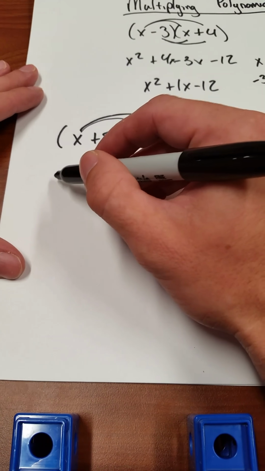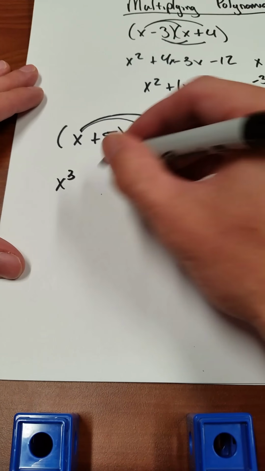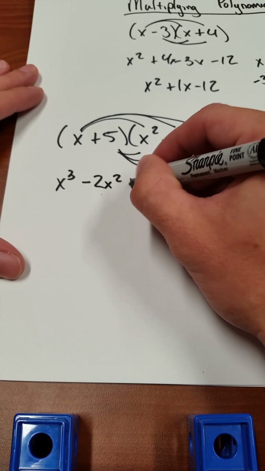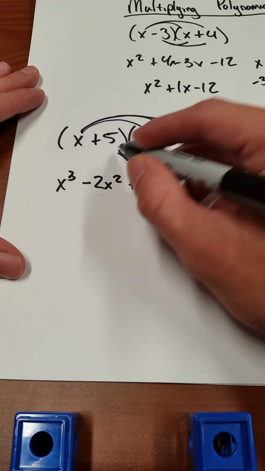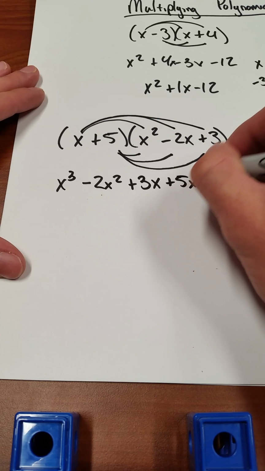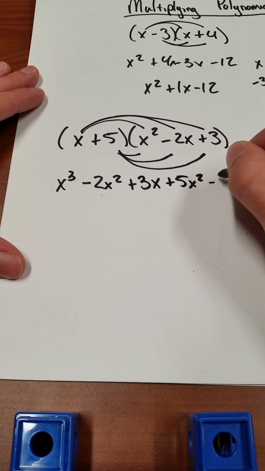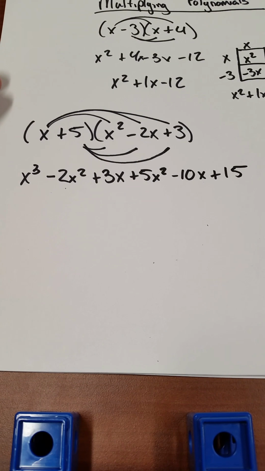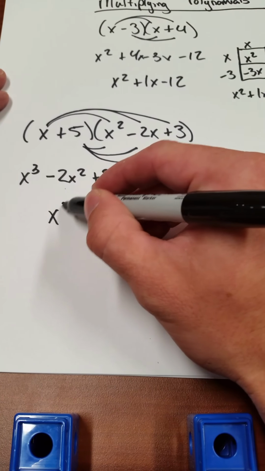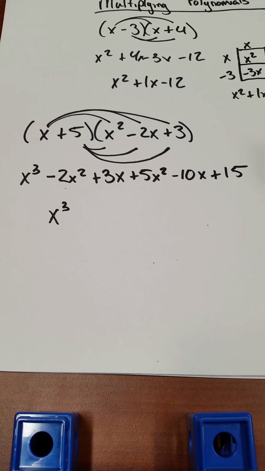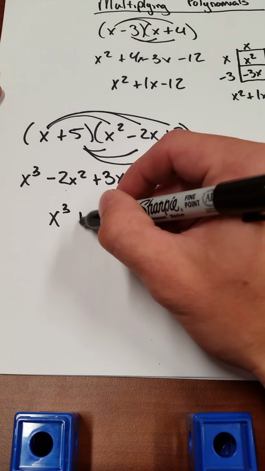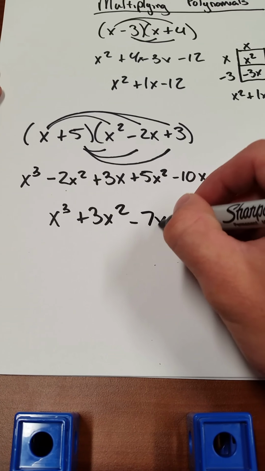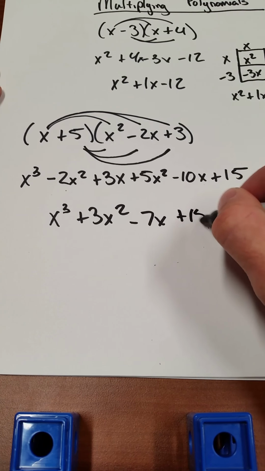So x times x, x cubed. X times negative 2x, negative 2x squared. X times 3, 3x. 5 times x squared, 5x squared. 5 times negative 2x, negative 10x. 5 times 3, 15. Combine like terms. X cubed stays by itself. Remember that the highest exponent needs to go first. Negative 2x squared plus 5x squared is 3x squared. 3x minus 10x is negative 7x, and then just plus 15.